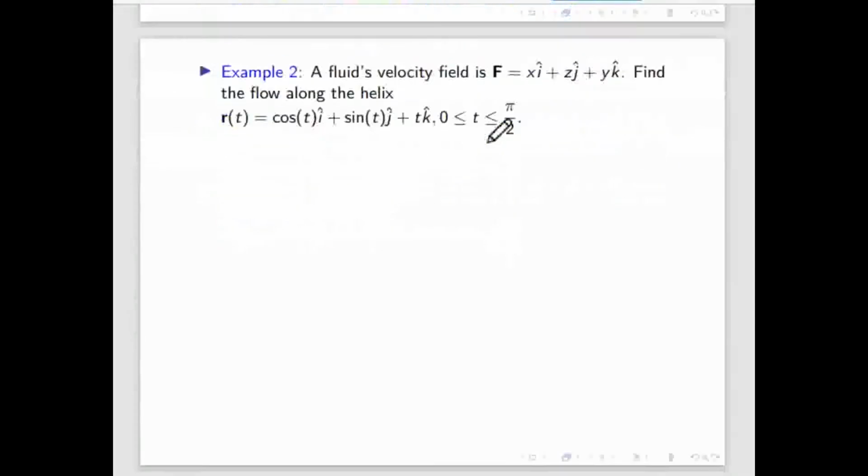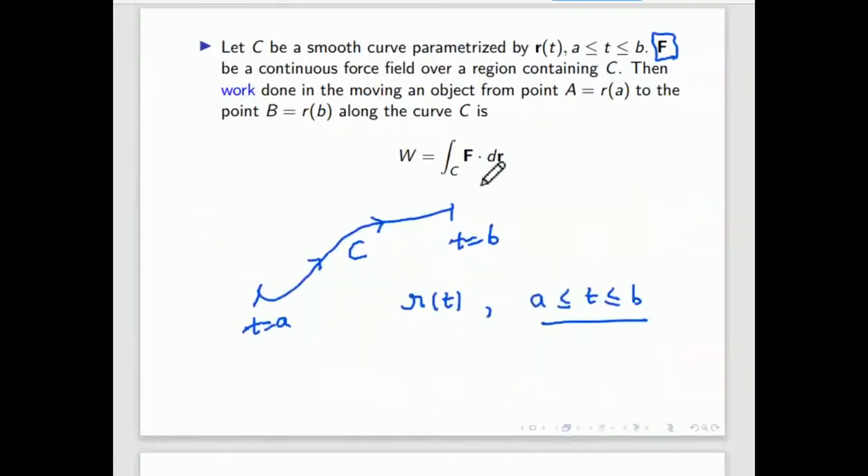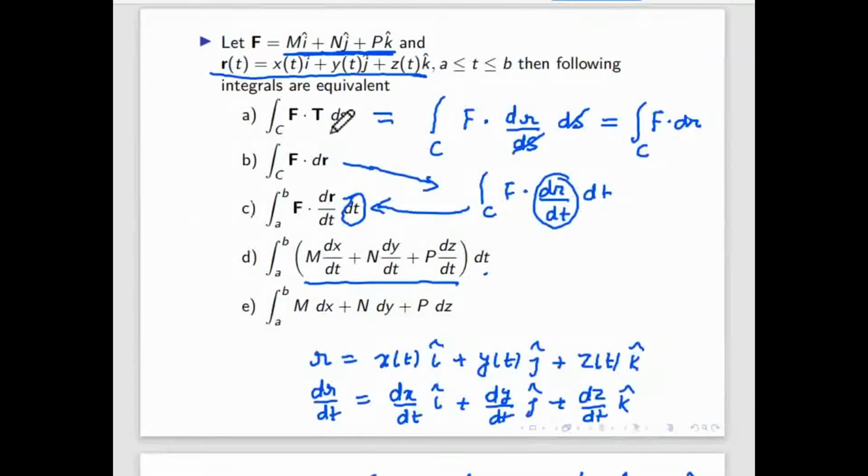The next question is, here it is velocity, and you have to find the flow over this helix, and this parametric representation of this helix is given by this. So again we have to find only the line integral of F dot dr. For flow, the formula is F dot T ds. Both are equal, that we have seen here. F dot T ds is equal to F dot dr is equal to this or equal to this. So all are the same.